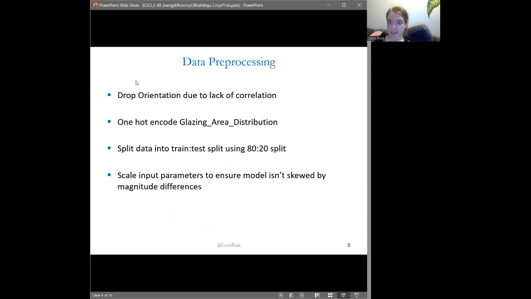So to pre-process the data, I decided to drop orientation because there were no signs of any correlation. The glazing area distribution was seen to have an effect. However, it's a categorical variable, so had to be one-hot encoded. The data was split into train and test data sets using an 80-20 split. And I used sklearn standard scaler to scale the input parameters to avoid the model being skewed by magnitude differences across the input parameters.